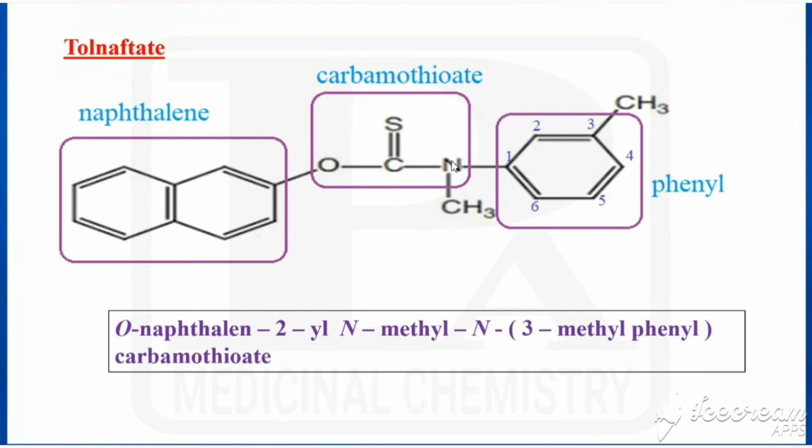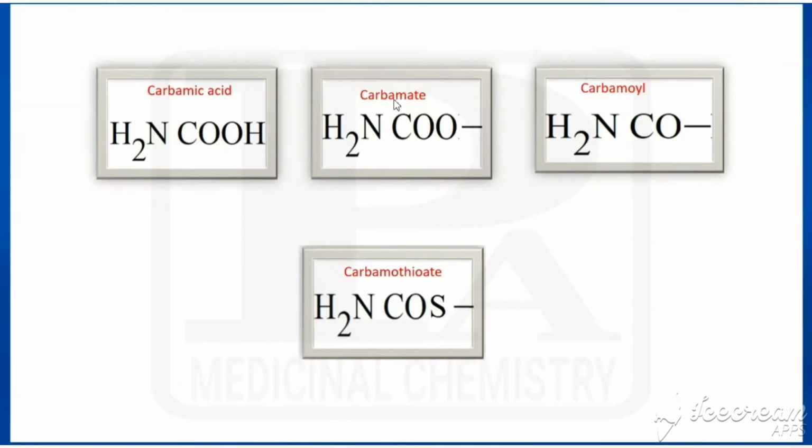So here with the nitrogen of carbamothioate, what is attached? Methyl would be there. So what is the structure for tolnaftate? That is naphthalene, that is attached with carbamothioate. The nitrogen of carbamothioate is connected with 3-methyl-phenyl and also here methyl. Why it is called carbamothioate? Already we have seen, no, carbamate is NH2COO, that is called carbamate. Here instead of oxygen we have sulfur, that is called as carbamothioate.